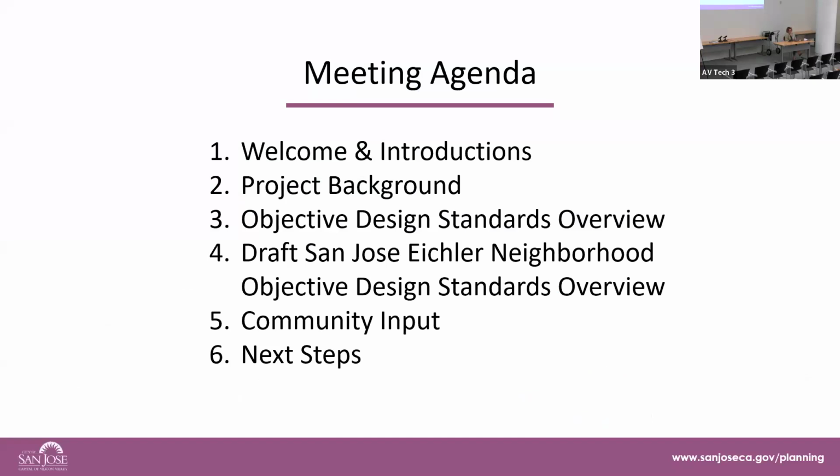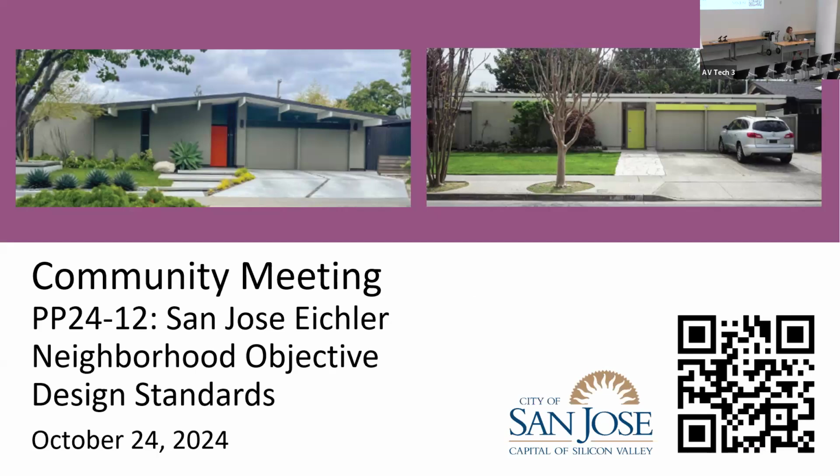My name's Dana Peak, and I'm the principal planner and historic preservation officer for the city. We're here to talk about the San Jose Eichler neighborhood objective design standards. We have one member in the audience, Ben from PAC SJ, and yourself.